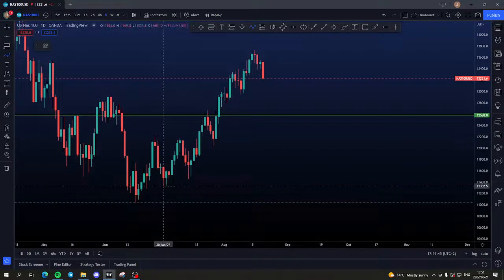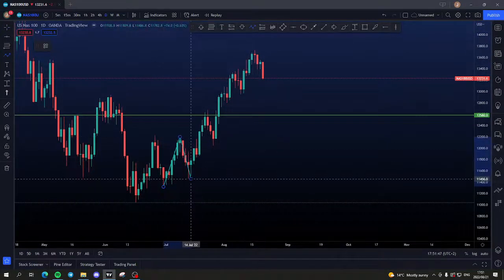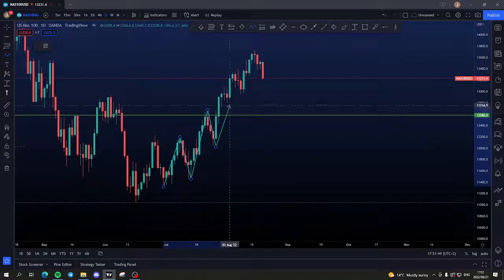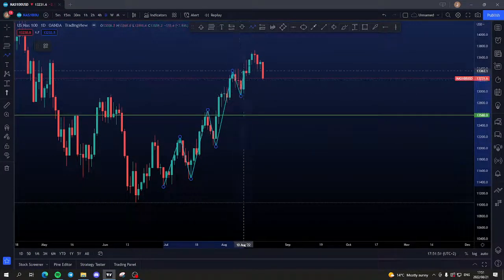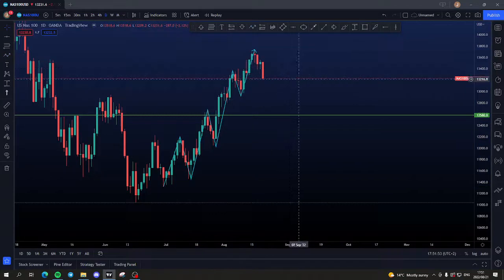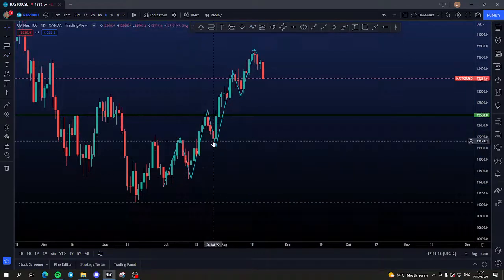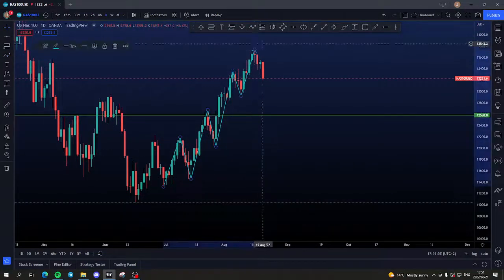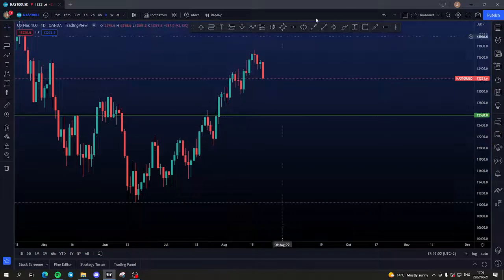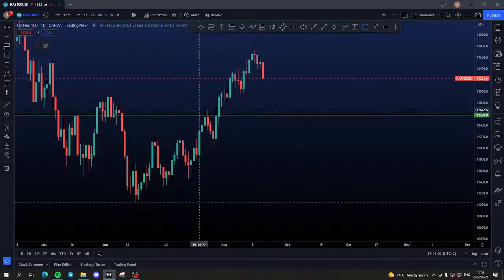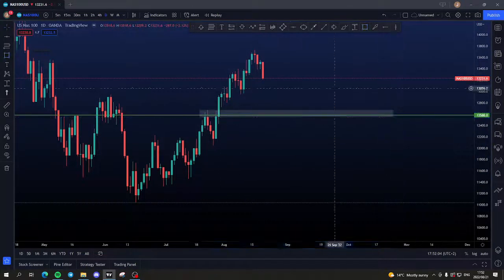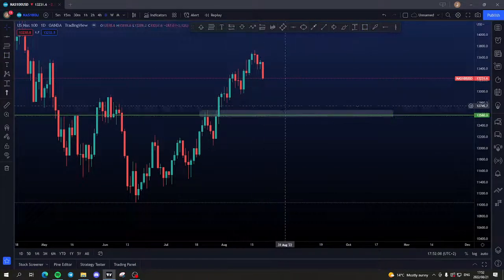As you guys can see, impulse, correction, impulse, correction, impulse, correction, impulse. Now, can you guys see that, once we basically broke above this area over here, we haven't found ourselves coming back for the retest for a potential move back towards the upside.